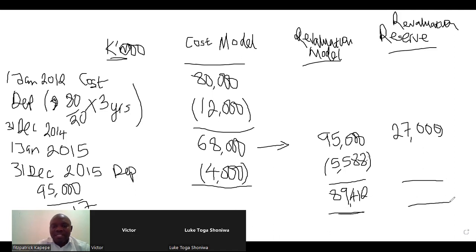What will be in your revaluation? Because you are supposed to have 4,000, but after revaluing, the depreciation charge went to 5,588. So you need to find the difference between these two. What's the difference? You don't need a calculator, I think. 1,588.